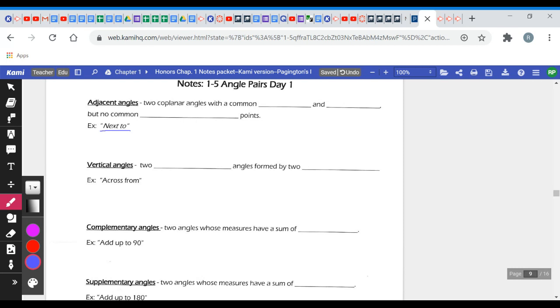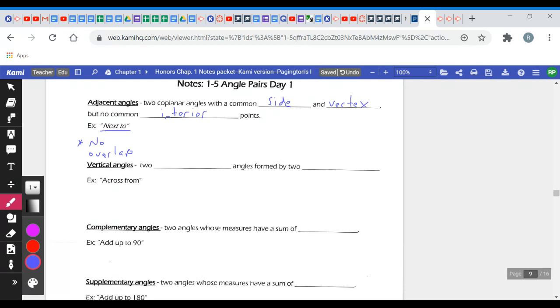The geometry definition says two coplanar angles with a common side and vertex, but no common interior points. Another way I like to think about it that I'm going to add right under the next two is that there is no overlap. Because they're right next to each other, they share a side, they share a ray, but they don't overlap each other.